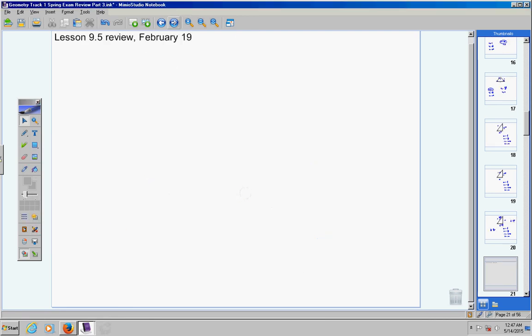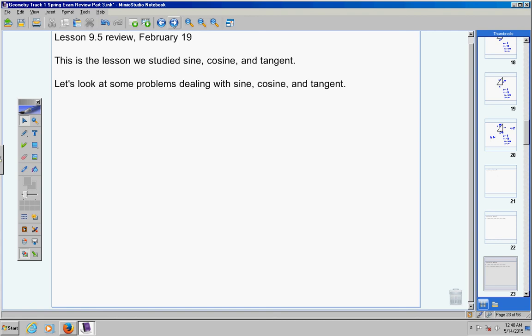Alright, let's move on. Lesson 9.5 review, February 19th is where you'll find that in your notes. In this lesson, we studied sine, cosine, and tangent. Okay? Sine, cosine, and tangent. So, here we go. Let's look at some problems dealing with sine, cosine, and tangent.